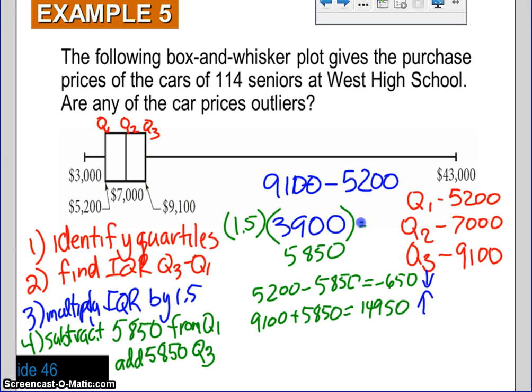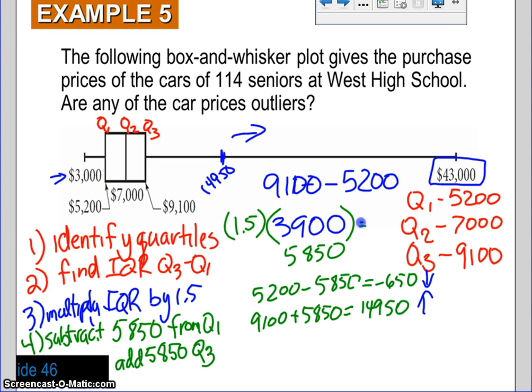So in this case, we know that there are no lower outliers. Number one, because the lowest value is 3,000, but also because a car can't be a negative value. But on the upper end, looking at this, about 14,950 is here. Anything that is to the right of that value is an outlier. So in this case, 43,000 is an outlier.